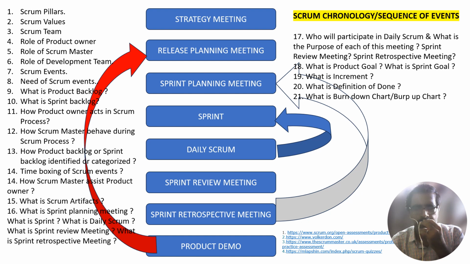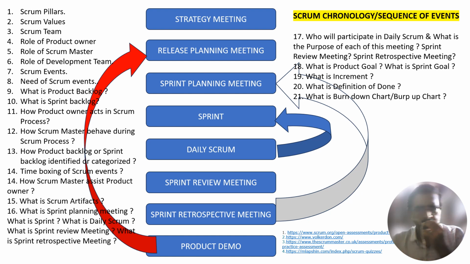All the work necessary to achieve the product goal, including sprint planning, daily Scrums, sprint review and sprint retrospective, happens within the sprint. So during the sprint, what activities do you see? That is very important.